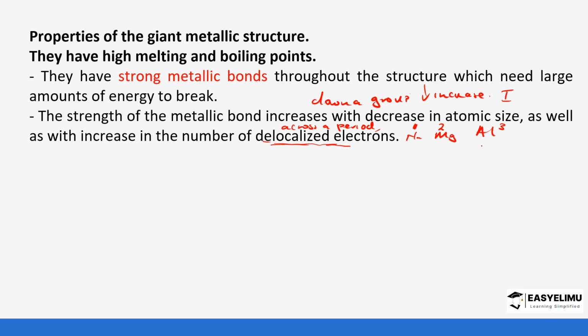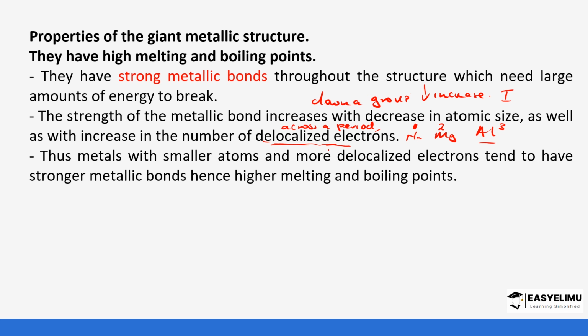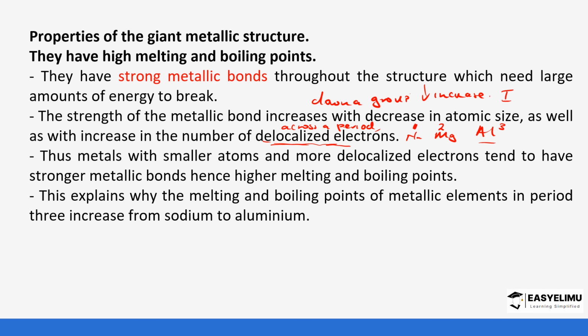So it is automatic for you to realize that aluminium will have the highest melting point in comparison to the two other metals, and hence, because it has more delocalized electrons, it has nothing to do with the atomic sizes. So the atomic sizes affect the metallic bond, and then the delocalized electrons affect the strength of the bond across a period. So metals with smaller atoms and more delocalized electrons will tend to have stronger bonds, hence high melting point and boiling point. This explains why the melting point of metallic elements in period 3 increased from sodium to aluminium.